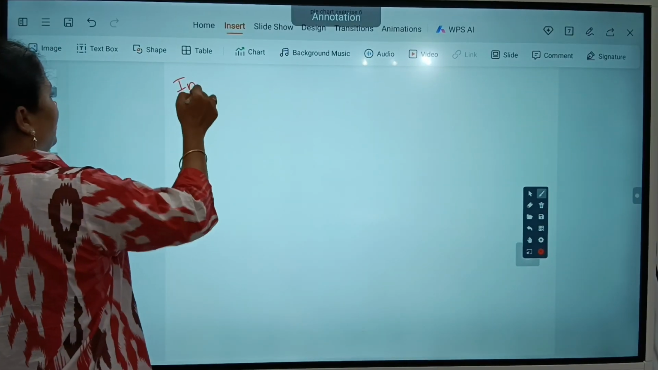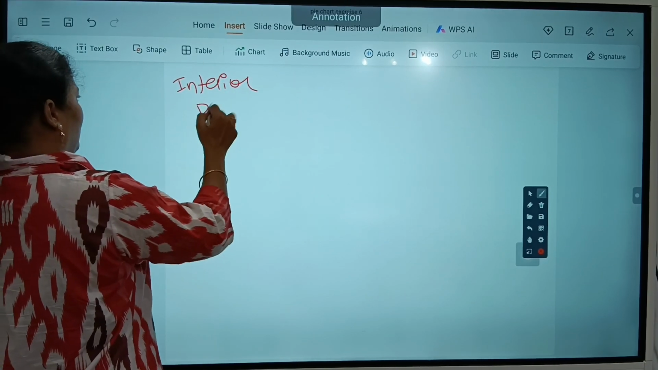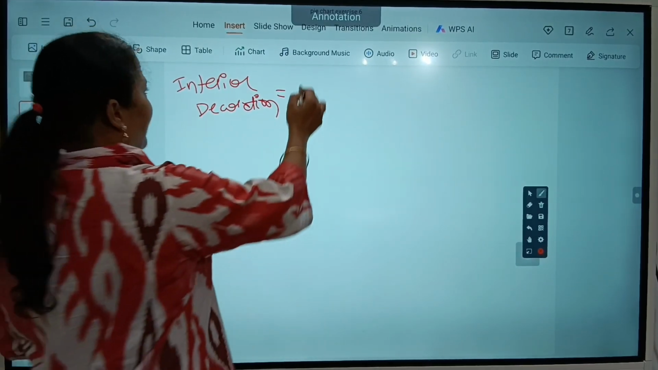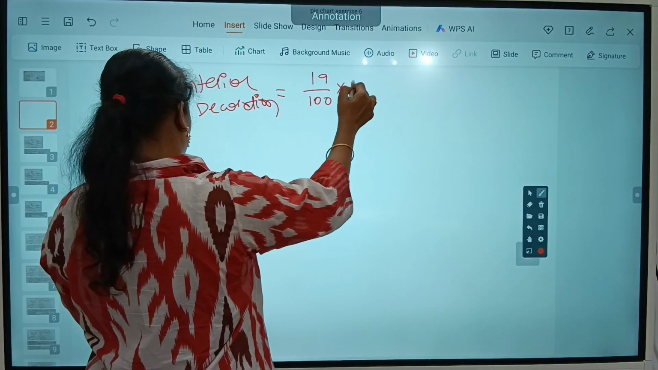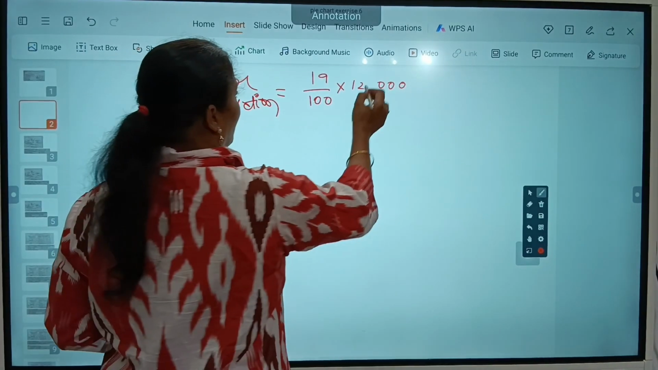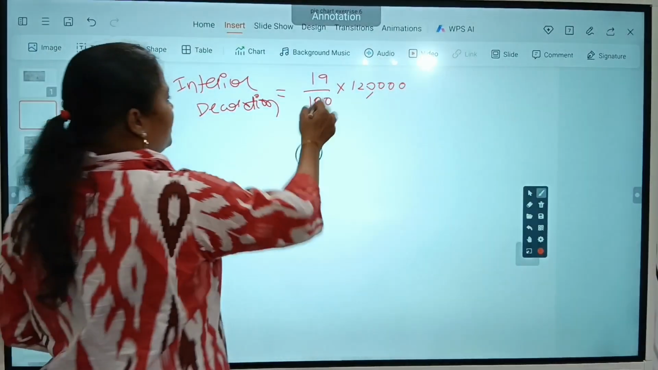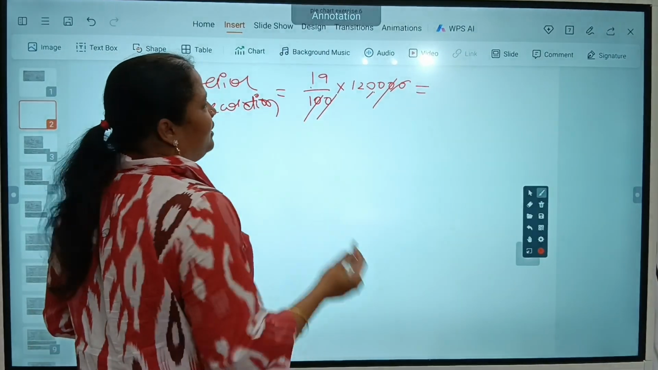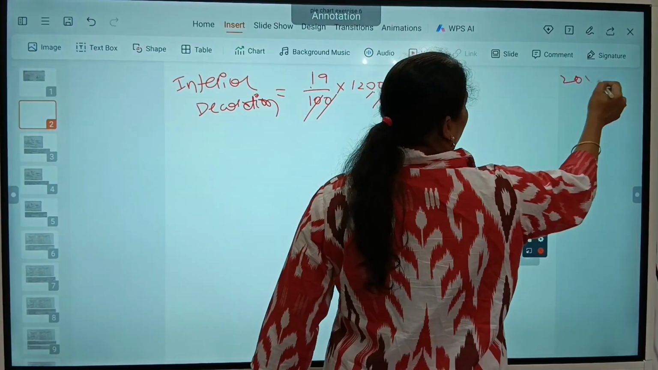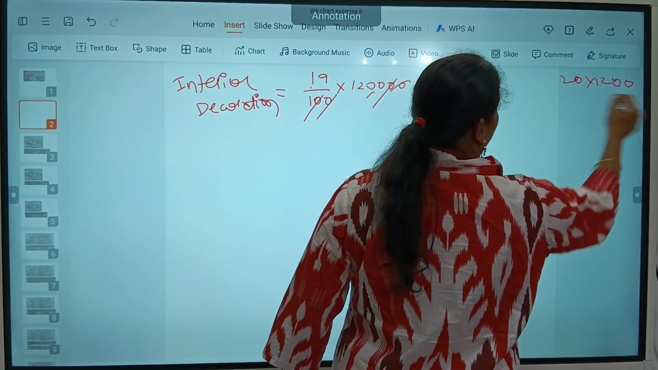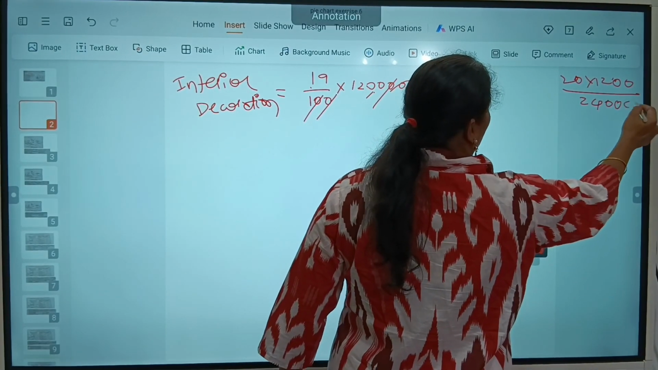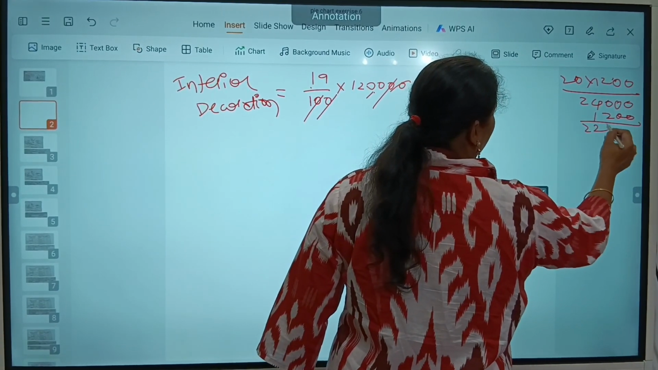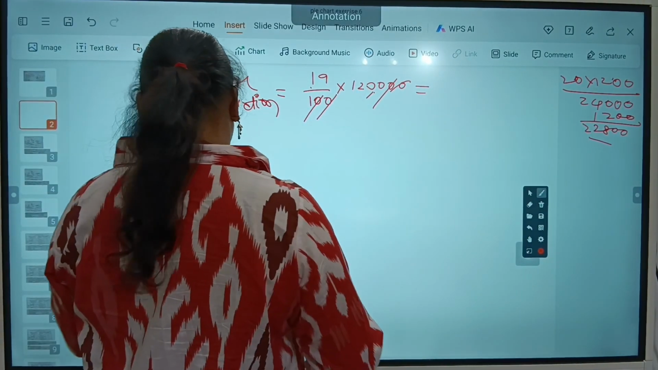Interior decoration. How much they are spending? 19%. 19 by 100 into 1,20,000. The zeros will cut. The answer will be 19 into 1,200. This is nothing but 20 into 1,200. You can use this shortcut. It will be 24,000. Out of 24,000 we are subtracting 1,200. Then we will get 22,800. That will be the answer.